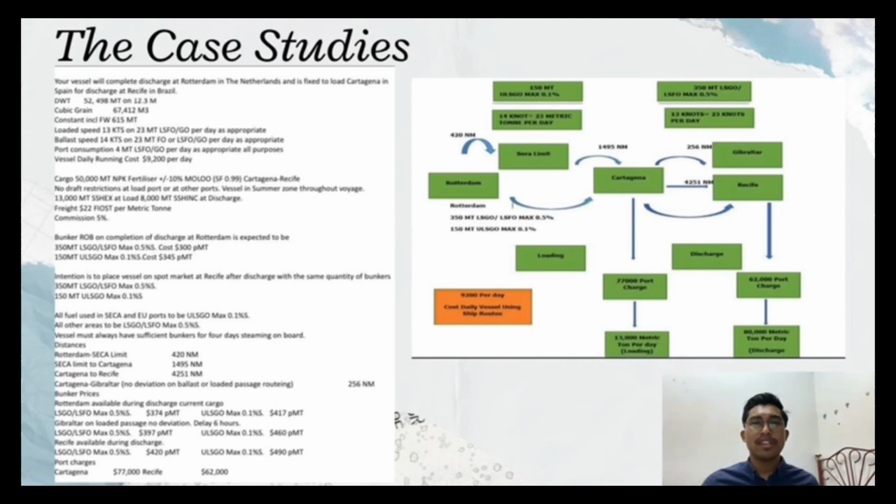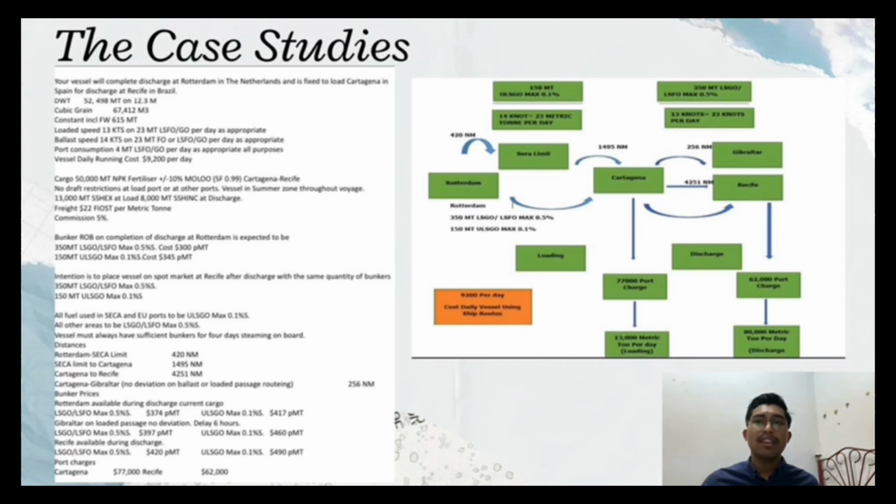It also mentions that the vessel's constants include FW, freshwater, of 650 metric tons, a loaded speed of 13 knots, and a ballast speed of 14 knots. The passage also provides information on the vessel's fuel consumption: 23 metric tons of LSFO/GO, low sulfur fuel oil or gas oil, per day for loaded and ballast speed, and 4 metric tons of LSFO/GO per day for port consumption.